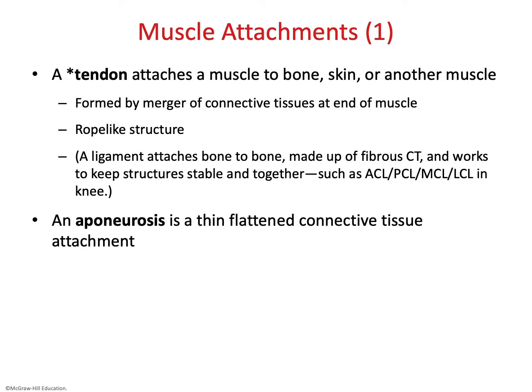A tendon then will attach a muscle to bone, skin, or another muscle. This is formed by the merger of connective tissues at the end of the muscle. It's a rope-like structure. It's different from a ligament. A ligament will attach a bone to a bone and help keep a joint strengthened, such as your ACL, PCL in the knee, but a tendon attaches a muscle to a bone. An aponeurosis is a thin, flattened connective tissue attachment that we'll talk about when we see our muscles.